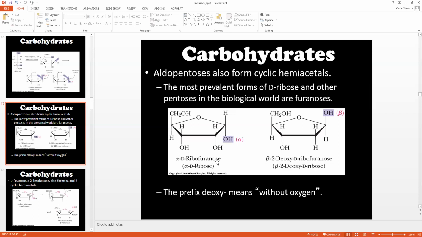Ribofuranose refers to the fact that this is a five-membered ring, including the oxygen. Beta 2-deoxy D-ribofuranose means that at the 2 position, there is now no longer a hydroxyl group. Instead, there is a hydrogen. So the prefix deoxy means without oxygen.